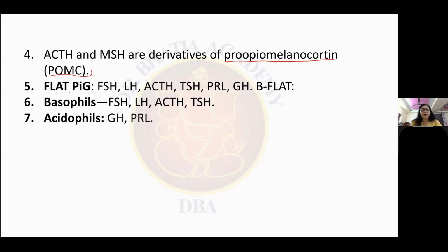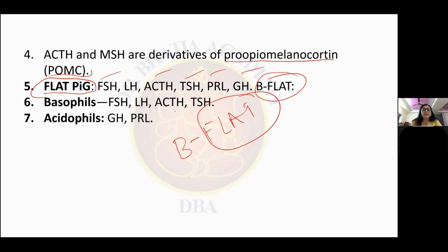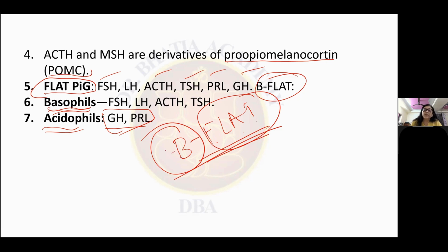Now, how do you remember the hormones? There is a mnemonic called flat pig, that is FSH, LH, ACTH, TSH, prolactin, and the growth hormone. Out of this, B flat. B flat means the flat hormones are coming from the basophilic cells. They are basophils. And the remaining two, that is growth hormone and prolactin, are coming from the acidophils. So you have a flat in the B block, or you can say you should be flat. So FSH, LH, ACTH, and TSH are coming from the basophilic cells.